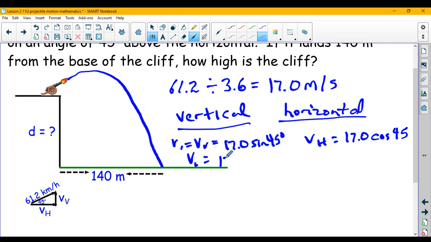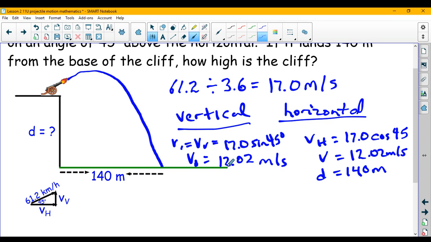So I got 12.02. I'm keeping those extra digits for accuracy. So that's my V1. And then horizontally, my velocity is 12.02 as well. And it won't change horizontally, just vertically. Excellent. Okay, last bit of setup to do is that this 140 is obviously horizontal. So I'm going to put it over here, 140 meters.